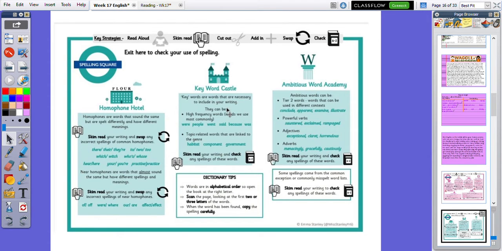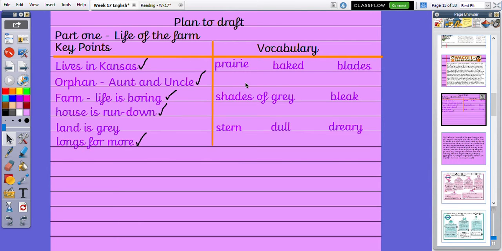So keywords are necessary in your writing. They can be high frequency words, so words that we use most commonly such as were, people, went, because, was, things like that. Or they could be topic related words. So for us, we might think about words like prairie and Kansas and scorched and shades of grey, because they are particular to our piece of writing. They are specific to our piece of writing.